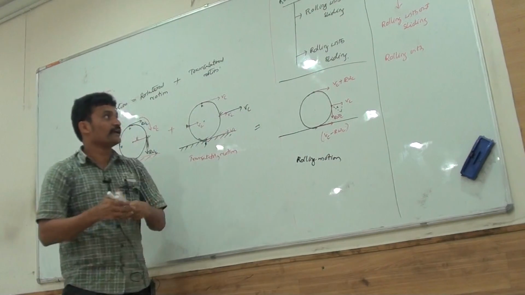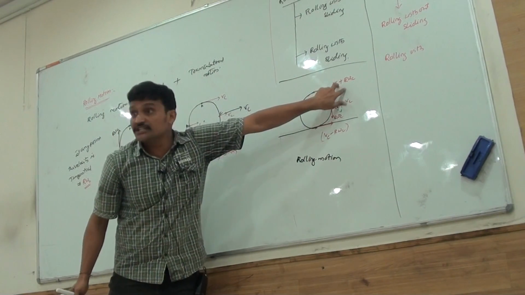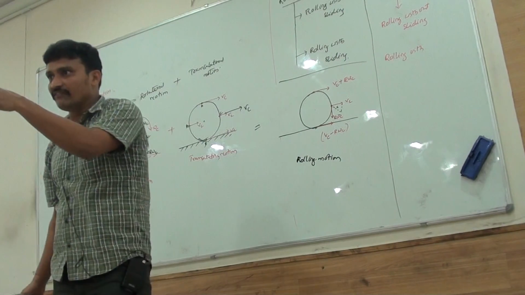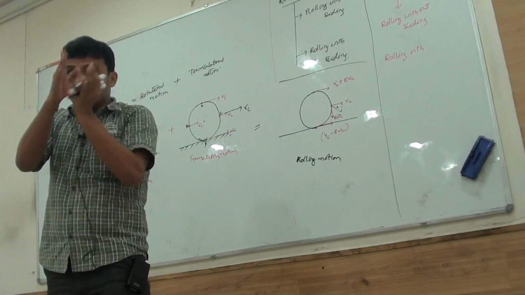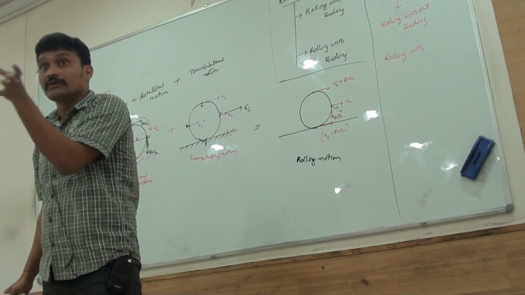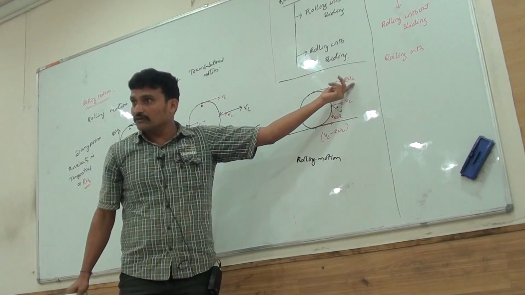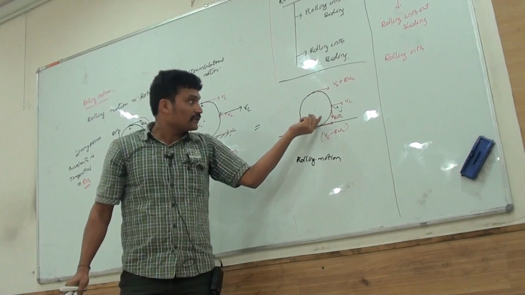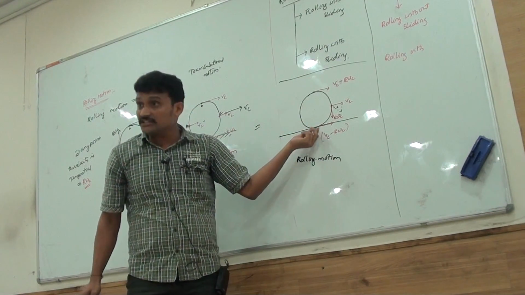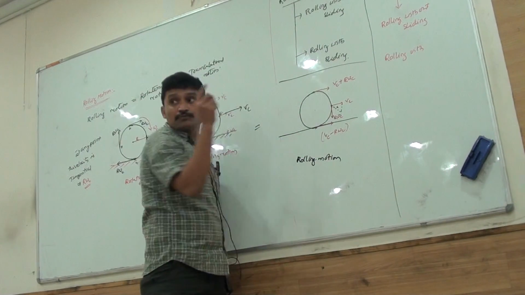This is a very, very important point. For a body in rolling motion, the velocity at the topmost point is greater than at the bottom point. That is the reason we observe the wheel of the cycle: at the top the spokes are invisible compared to the bottom. Why? Because at the top the velocity is more, and at the bottom the velocity is less. So that is the reason we compare the position of the spokes of the cycle wheel.